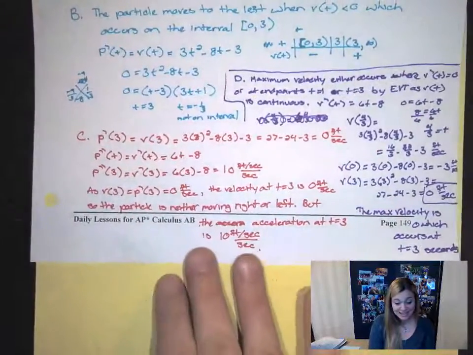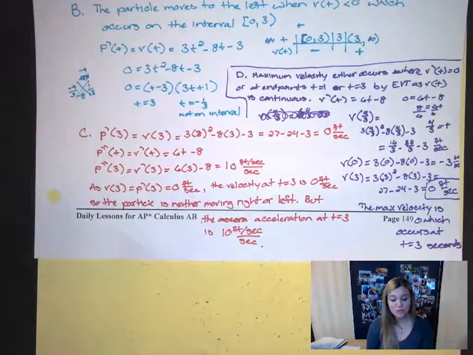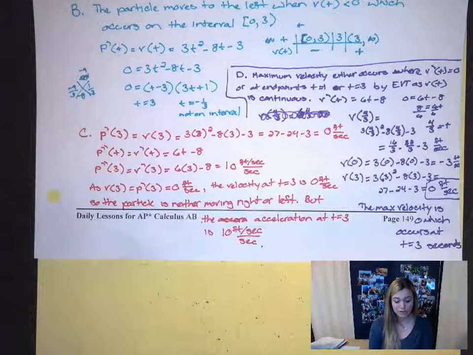In part C, if I want to use appropriate units to find p prime of 3 and p double prime of 3, and based on these values, describe the motion of the particle. So, p prime of 3, what is that? Because I'm going to have to describe the motion of the particle. That's just the velocity at 3. So it's the instantaneous rate of change of position, which is velocity.